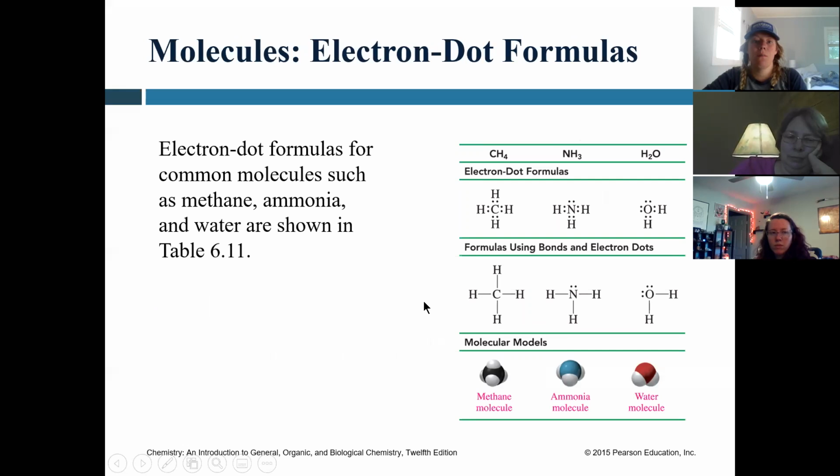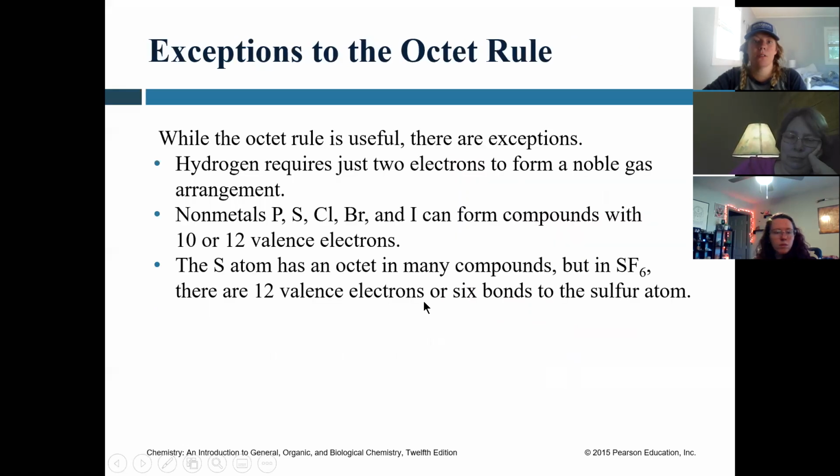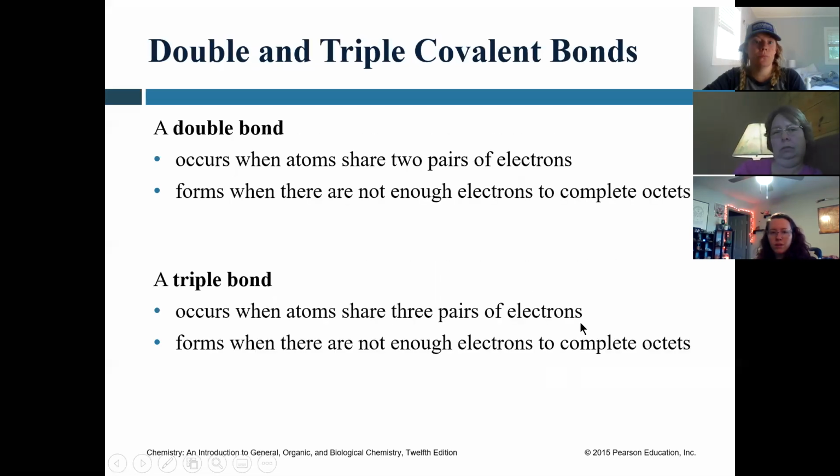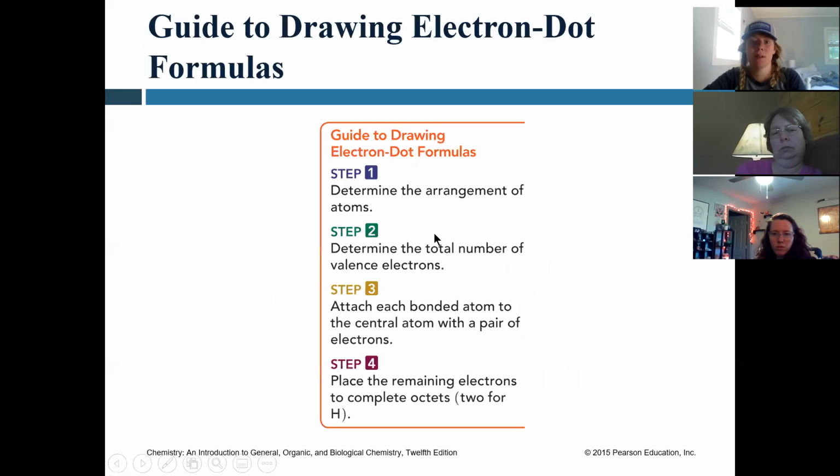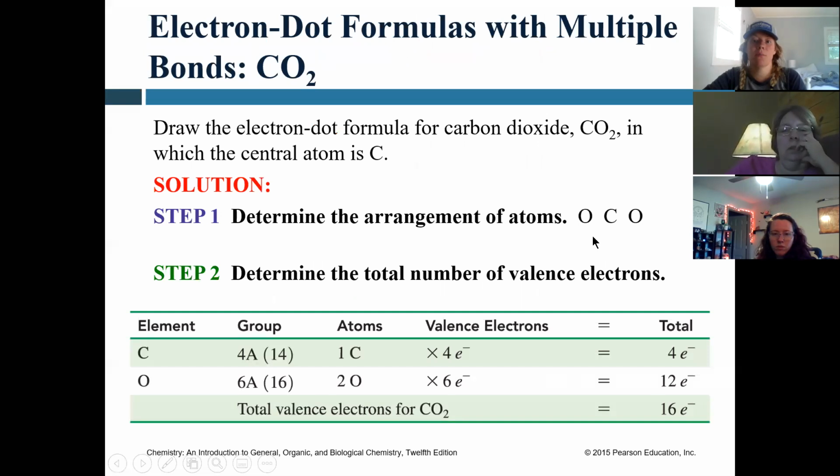And we're not going to do a whole bunch with dot structures. Are there exceptions to the octet rules? Obviously, there's always exceptions. So there are certain things that are happier with more than 8. Sulfur, for instance, can have up to 12 electrons. Double bonds occur when atoms share 2 pairs of electrons. Triple bonds occur when atoms share 3 pairs of electrons. Again, we're not going to spend a whole lot of time with this electron dot formula.